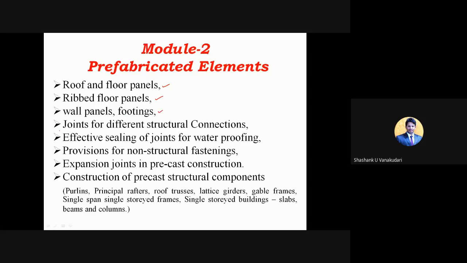And here the most important part, that is joints of different structural connections. For example, column is going to connect with the slab, and then slab is going to connect with the beam. So how exactly the connections between those elements are made and how they need to join, all those concepts are there, which are really interesting concepts. And then effective sealings for joints for waterproofing.